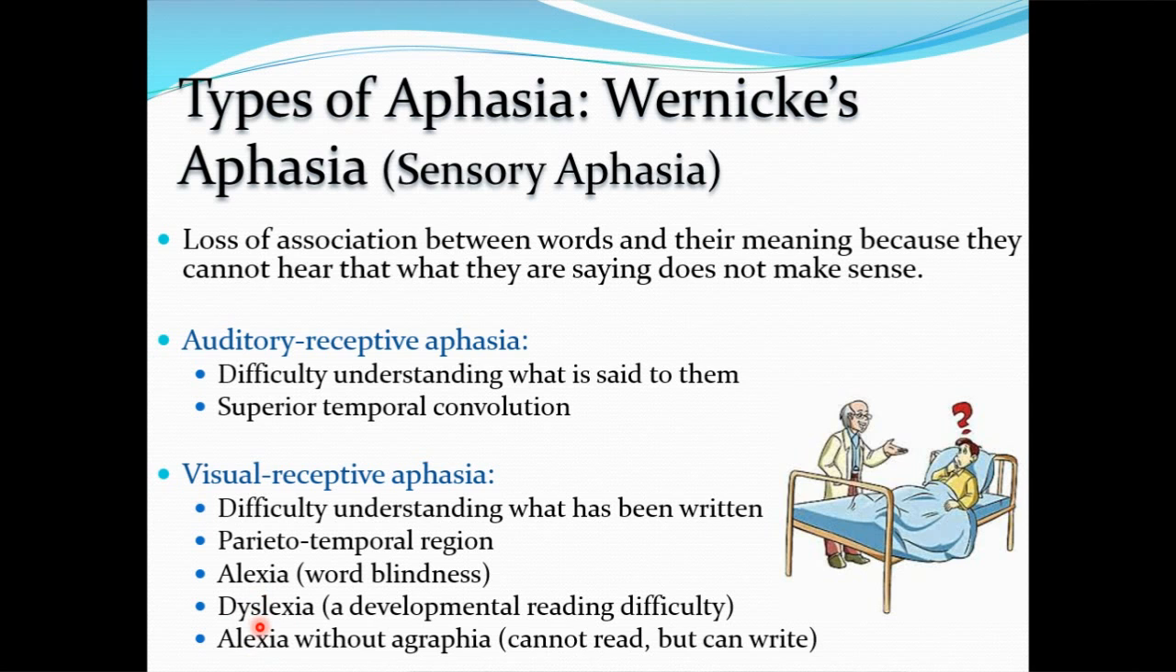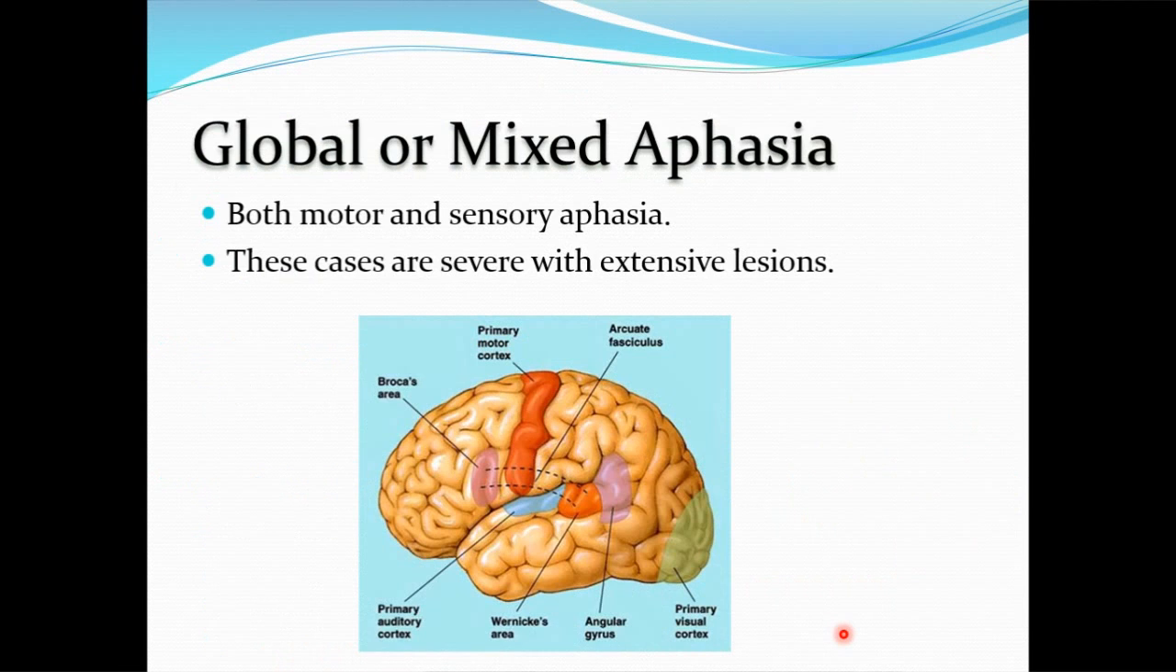Dyslexia, we're going to talk about soon, refers to developmental reading difficulty. And there is also a phenomenon called alexia without agraphia. The person cannot read, alexia, without agraphia. Agraphia means you cannot write. So alexia without agraphia means that they cannot read, but they can write.